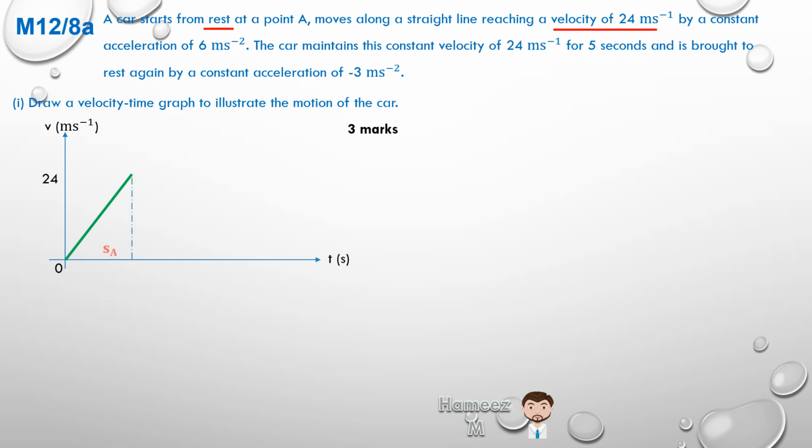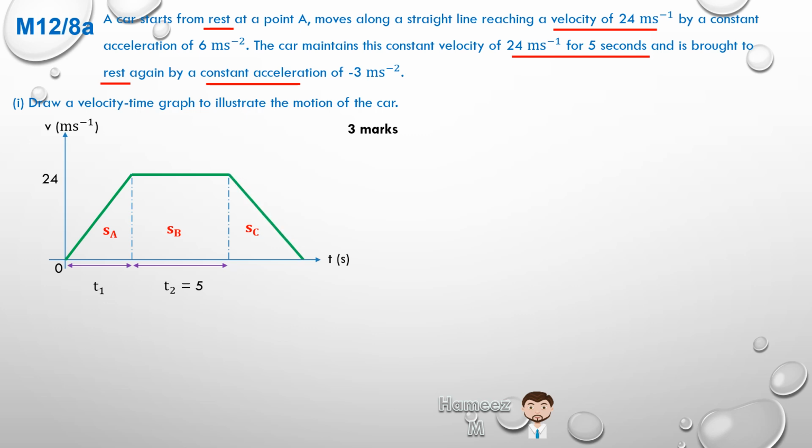And we do not know the time it took, so let's call that t1. In the second part of the travel, the velocity was constant for 5 seconds. So let's bring up a flat green line to show such, and that second time interval t2 is equal to 5. And in the third part, it is brought to rest again by a constant deceleration. So from 24, let's draw a green line coming down until it hits the axis where it stops. We'll call that time interval t3.